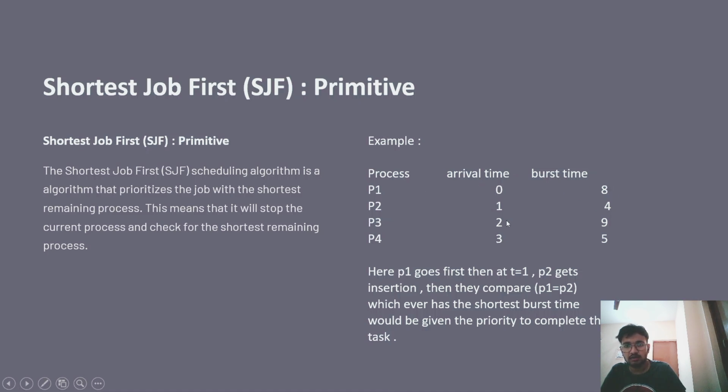Next at arrival time 1, there is an insertion of P2. So it will compare between these two, as we have shown here, which is the shortest remaining process. Whichever is the lowest, which in this example is P2, P2 will run, and after that P3 will be inserted. It goes on like that.